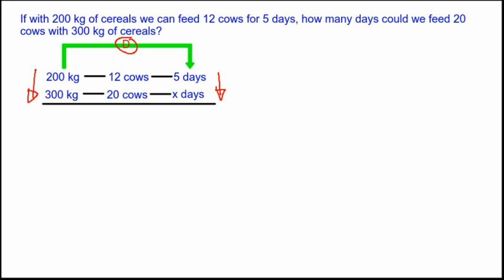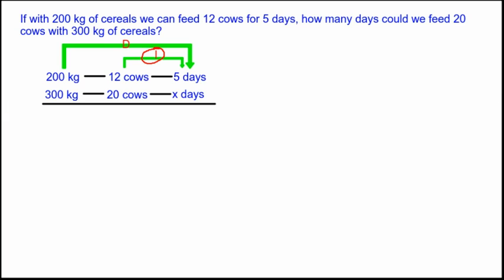We are going to check now the cows and the days. What happens if we have some kilos? We can feed 12 cows for 5 days. With the same kilos, if we have more cows, what happens with the days? We can feed more or less? We can feed less days. If there are more cows, we can feed them with the same kilos of cereals less days. So the relation is not direct, it is inverse now.